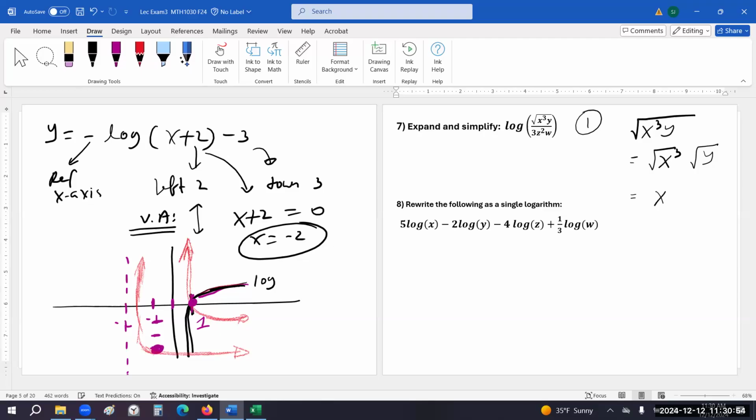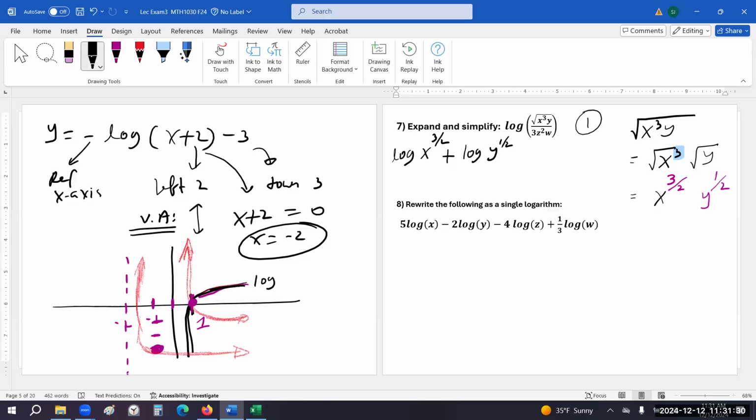So now by exponent rules, the power goes on the top, the radical goes on the bottom. So we have 3/2 because we have square roots. For y, we don't have any power, so it's 1/2. So this is what we have on the top. That means for them, we have a plus sign. Log x to the 3/2 plus log y to the 1/2.